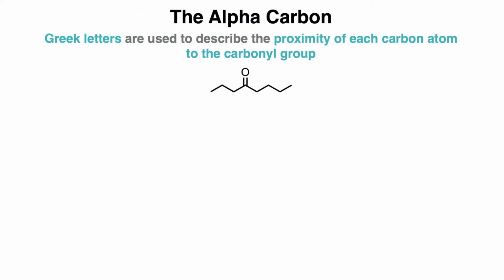For molecules that contain a carbonyl group, Greek letters are used to describe the proximity of each carbon atom to the carbonyl. Notice that the carbonyl carbon itself does not receive a Greek letter. In this molecule, the carbons that are adjacent to the carbonyl are labeled as the alpha carbon. Two bonds away from the carbonyl are beta carbons, followed by gamma, then delta.